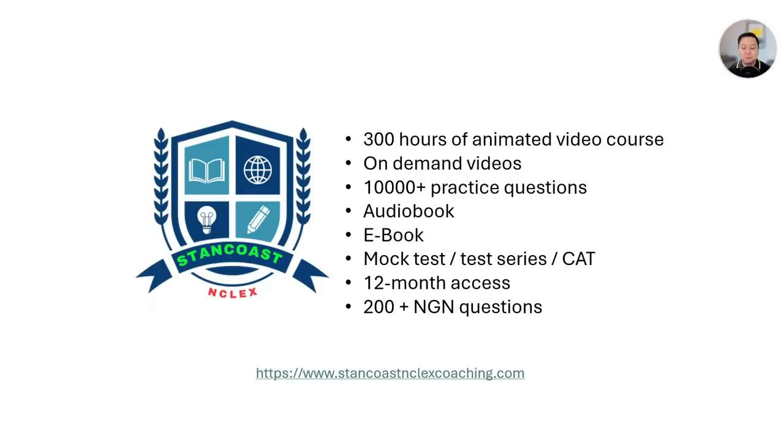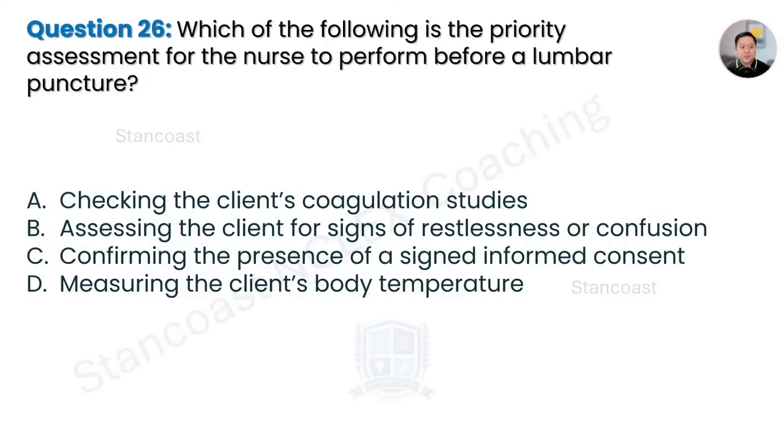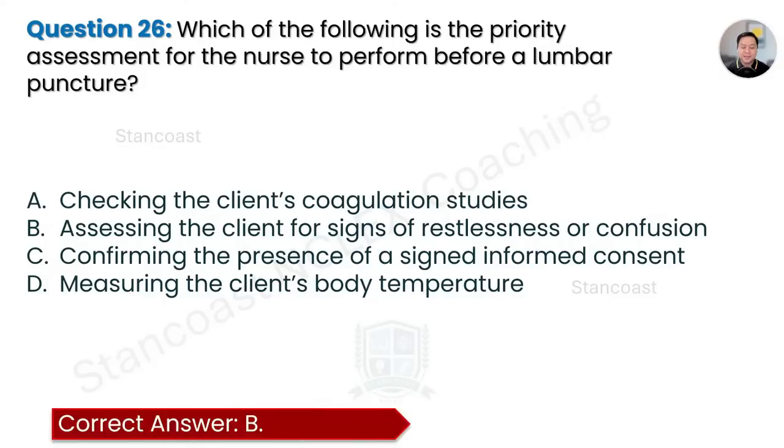Question is, which of the following is the priority assessment for the nurse to perform before a lumbar puncture? A, checking the client's coagulation studies. B, assessing the client for signs of restlessness or confusion. C, confirming the presence of a signed informed consent. D, measuring the client's body temperature. The answer is letter B.